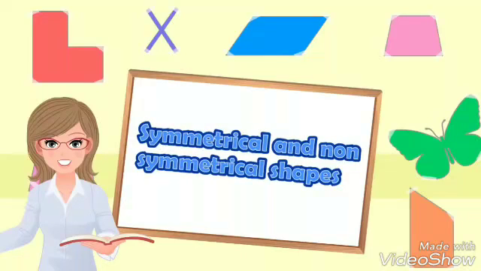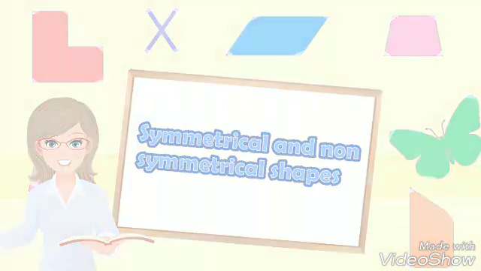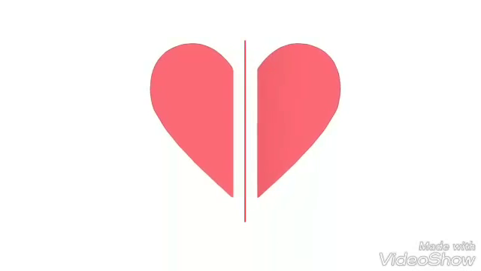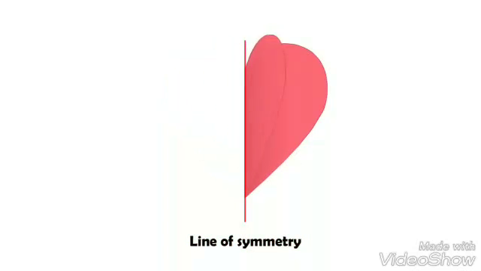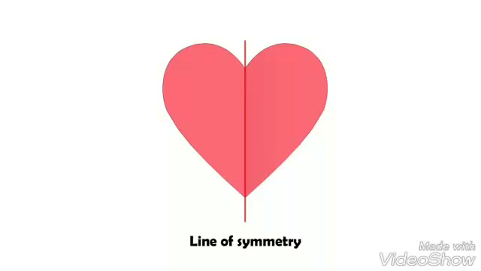Symmetrical and non-symmetrical shapes. As we learned before, we call a shape symmetrical if we can draw a line that divides it into two identical halves. This line is called the line of symmetry. We can fold the resulting two halves across the line of symmetry to check if they are identical.